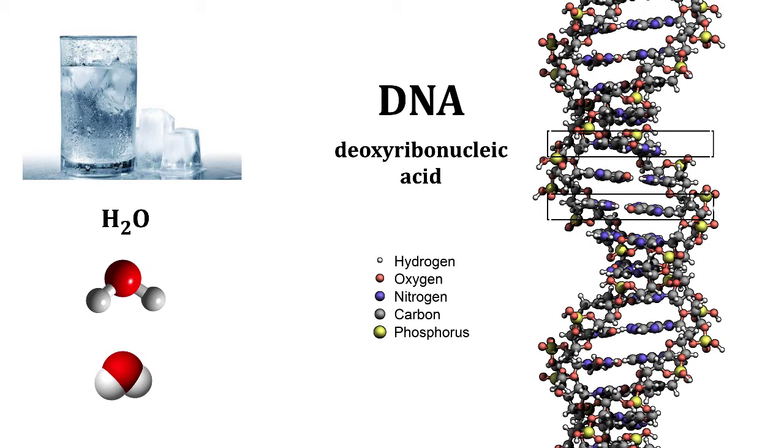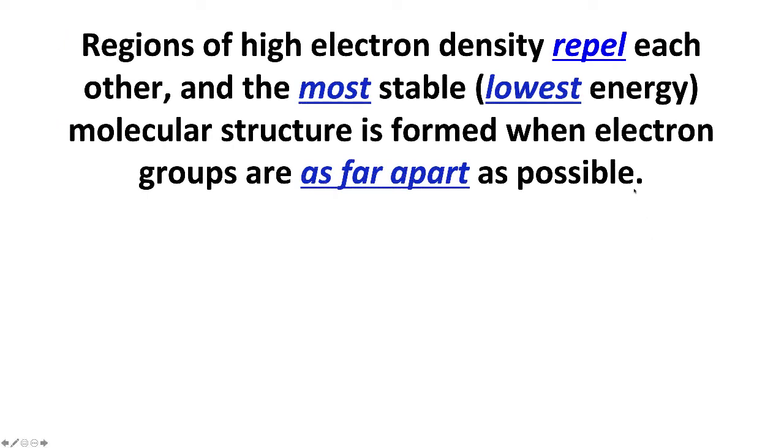Now, why do small molecules like water, large complicated molecules like DNA, and everything in between have the shapes they do, which allow them to perform the functions that they perform or to behave in the way that they behave? It turns out that there's a very simple principle involved in determining molecular geometry. Regions of high electron density, which are chemical bonds, can also be lone pairs. And these regions repel each other. They're all negatively charged, so like charges repel.